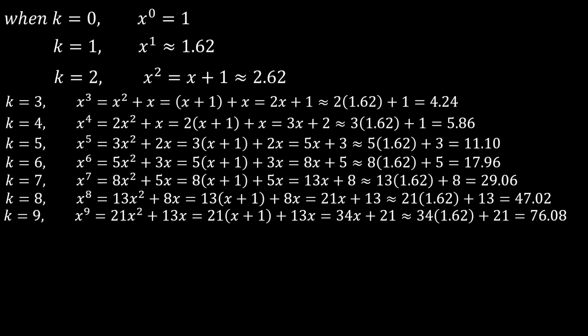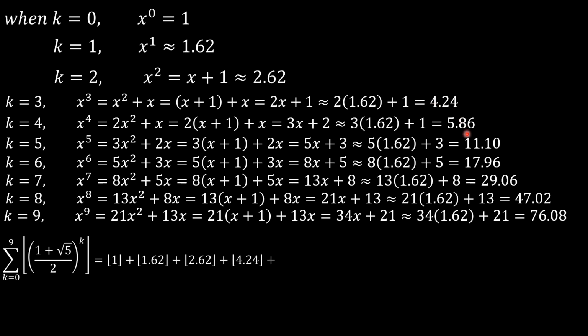Such that now, if we have all these values, the floor function summation becomes the floor of 1, the floor of 1.62, the floor of 2.62, the floor of 4.24, the floor of 5.86, the floor of 11.10, the floor of 17.96, the floor of 29.06, the floor of 47.02, the floor of 76.08.